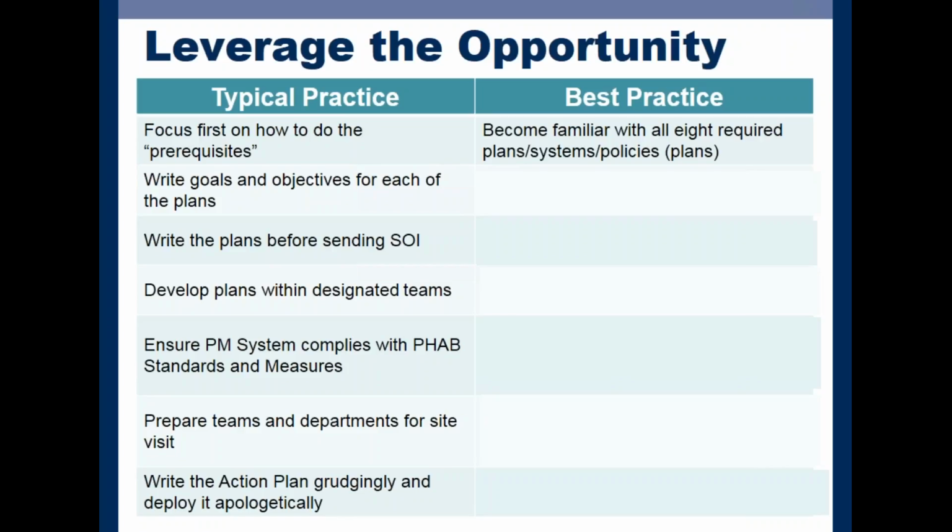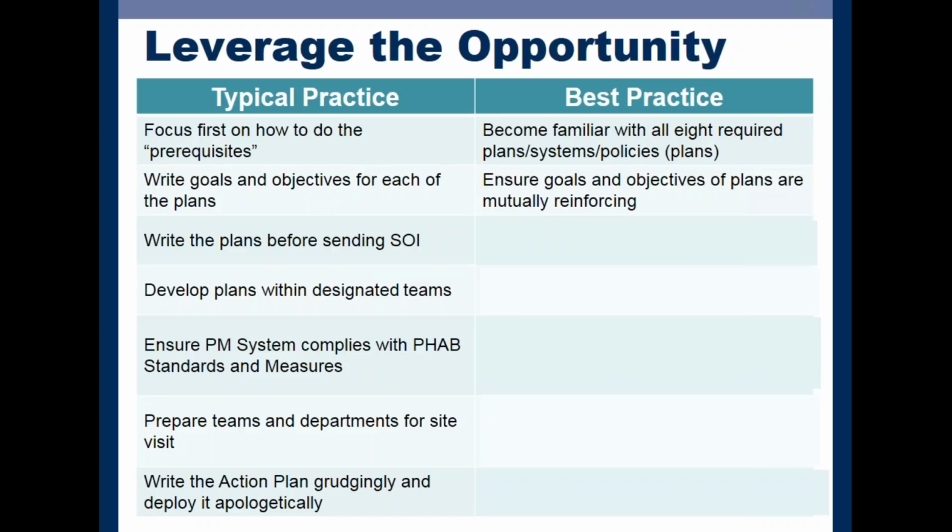I think of them as the plans in general. But rather than focusing on just those 3, which used to be called the prerequisites, we focus on all of the things that are going to have to ultimately work together and in coordination and in alignment. Next, you can write the goals and objectives for each of those plans that you have to submit to PHAB.